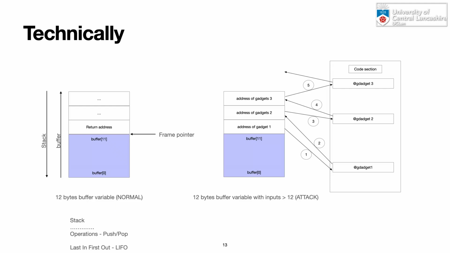For example, in this simplified memory layout, an attacker has written beyond the bound of a 12-byte buffer variable. With the return address being overwritten, the program's control flow is hijacked and sequences of instructions not called by the original program in the code sections are being executed as malicious addresses are being popped from the stack.